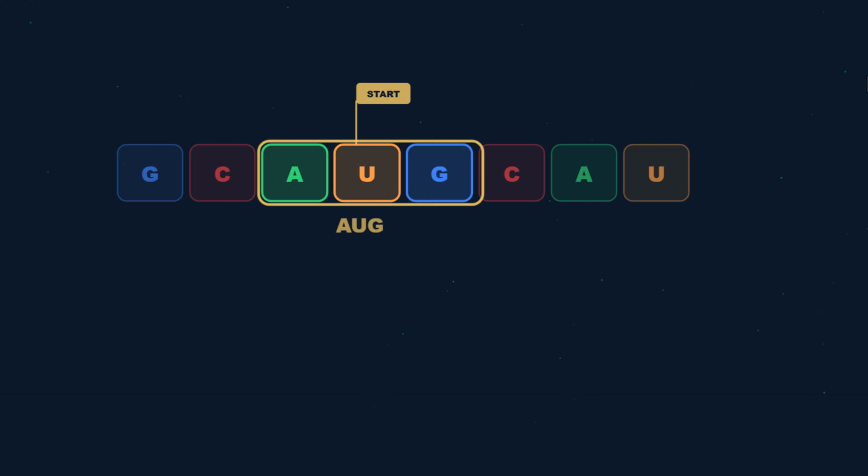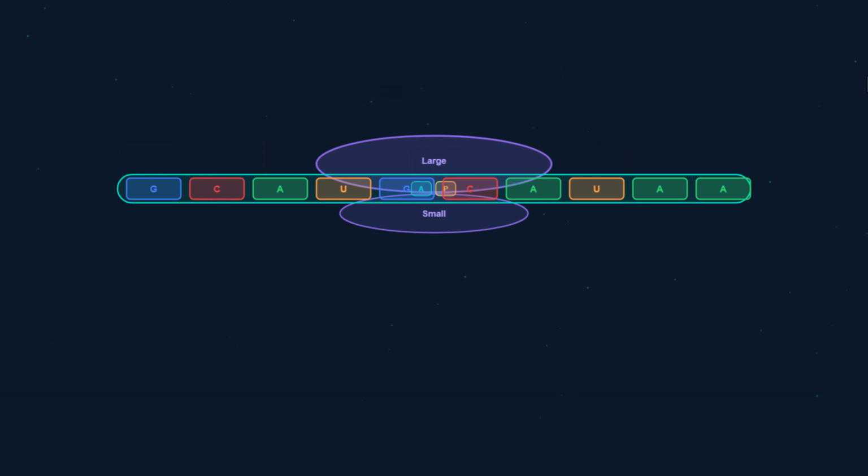Translation begins at the start codon AUG. This always codes for the amino acid methionine. The ribosome holds the mRNA in place. A tRNA with the matching anticodon binds to the codon. It delivers its amino acid.